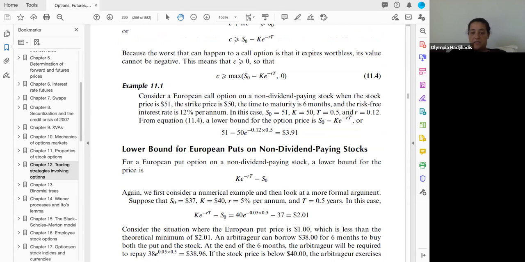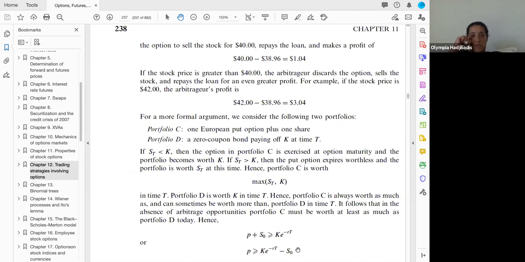If the stock price is below $40, then the arbitrager exercises the option to sell the stock at $40, repays the loan, and makes a profit of 40 minus 38.96, which is $1.04.